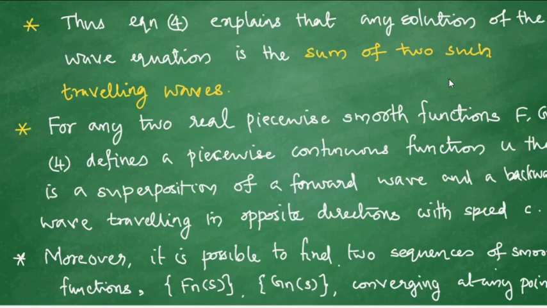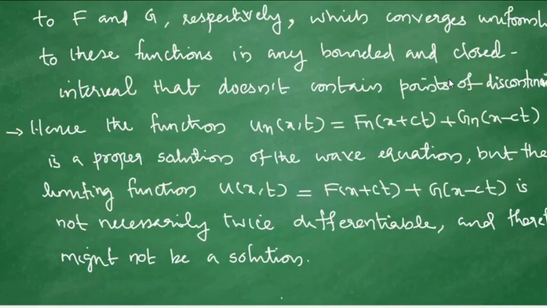That means if the functions f and g are piecewise smooth, then the solution will also be a piecewise continuous function. Moreover, it is possible to find two sequences of smooth functions, f_n and g_n, converging pointwise to the functions f and g respectively, which converge uniformly to these functions in any bounded and closed interval that does not contain the points of discontinuity.